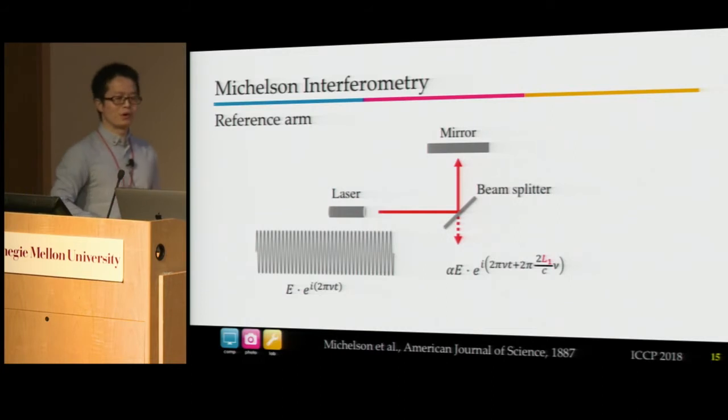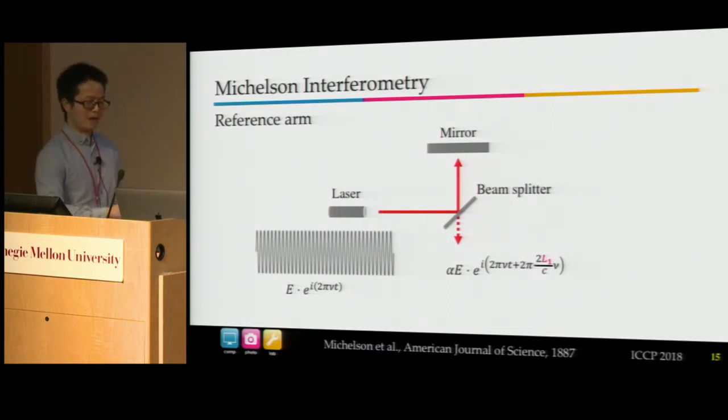So let me briefly walk you through the interferometry. In interferometry, usually we will have a beam splitter. The light source coming from the laser is going to split into two arms. One arm we call the reference arm. The beam goes to the mirror and then comes back to the detector.